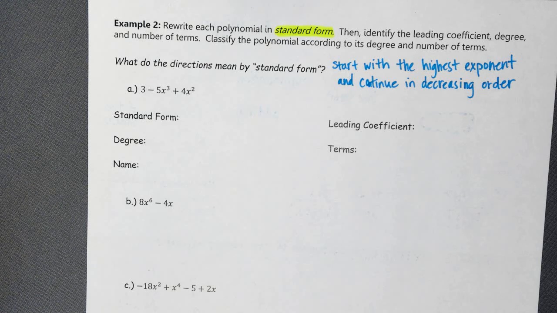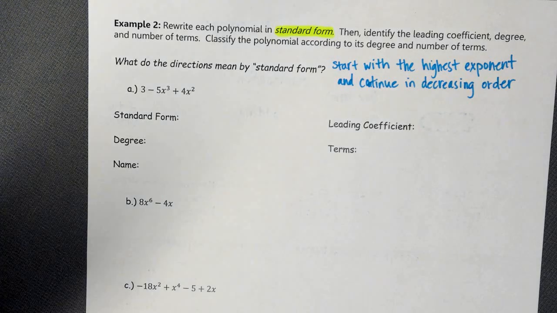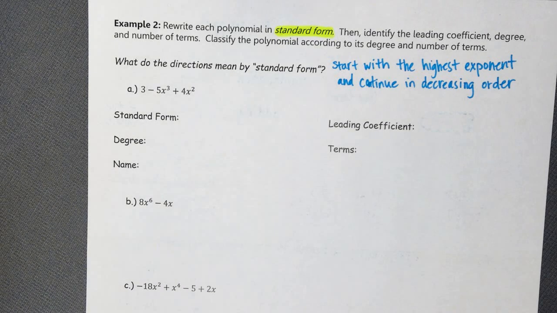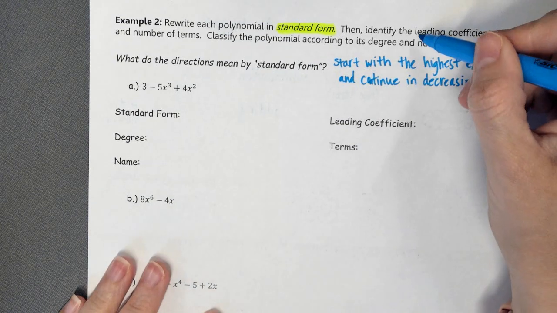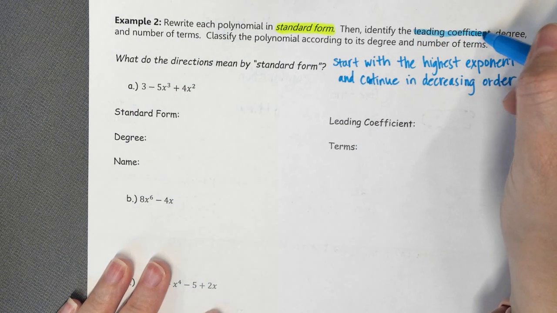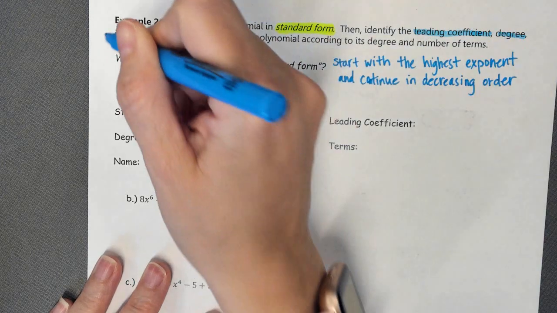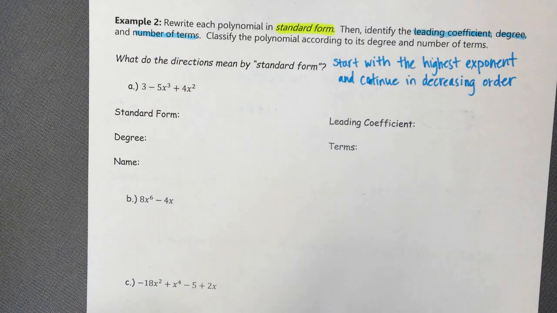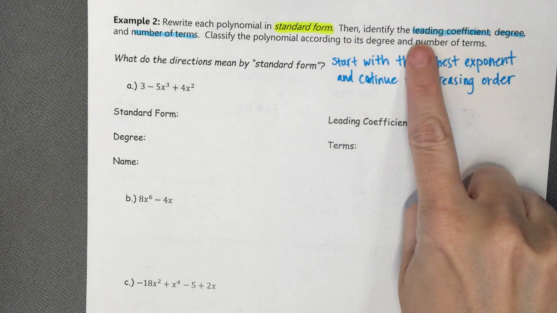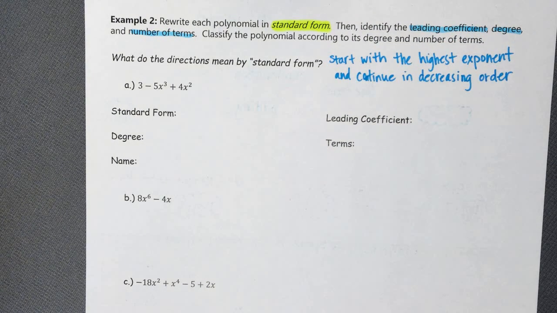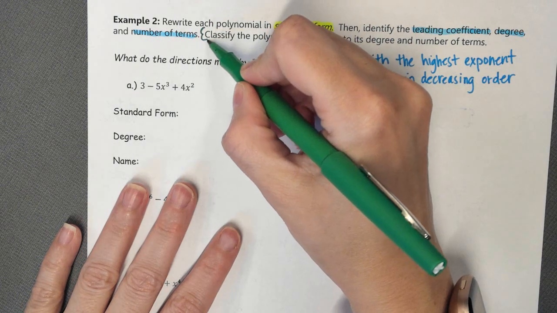Okay, so that's the first thing we're going to do. Then it says we have to identify the leading coefficient, the degree, which is what we just talked about, and the number of terms. So there's 3 things: the leading coefficient, the degree, and the number of terms. Okay, and then it says to classify.